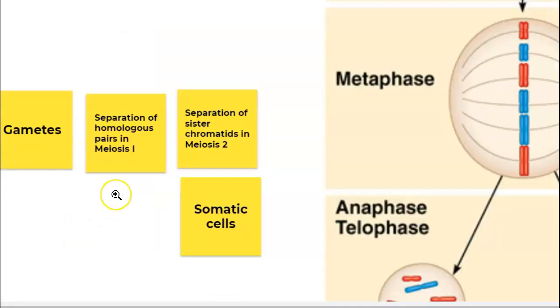And then it got a little bit small on these ones, but the separation of the homologous pairs happens in meiosis 1. The separation of the sister chromatids happens in meiosis 2. So in mitosis, all you do is separate the sister chromatids and you are done. But in meiosis, the most important part of meiosis happens in meiosis 1, and that is the separation of the homologous chromosome pairs first before you separate the sister chromatids in meiosis 2.